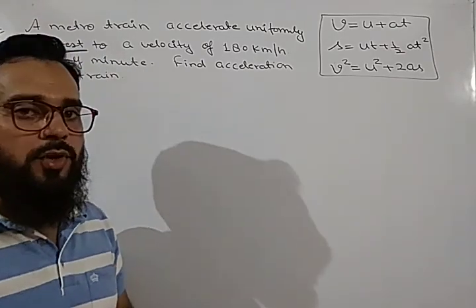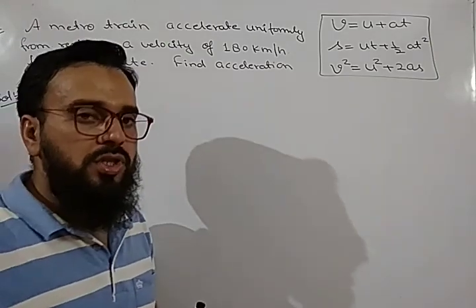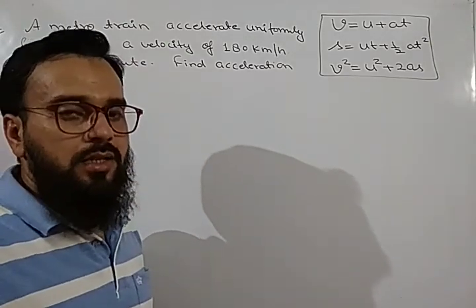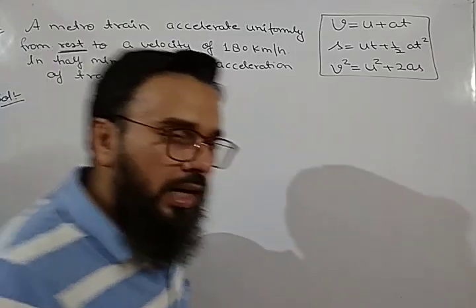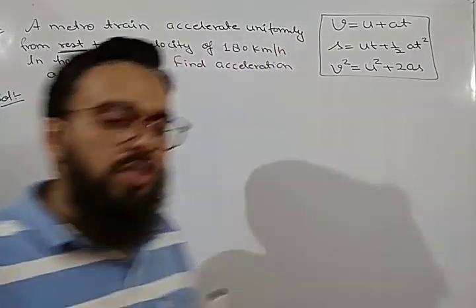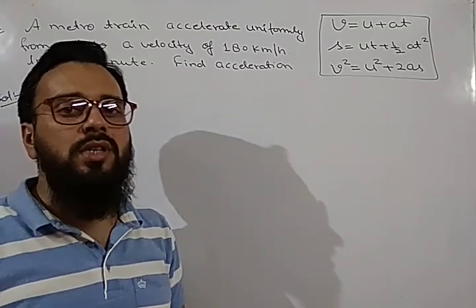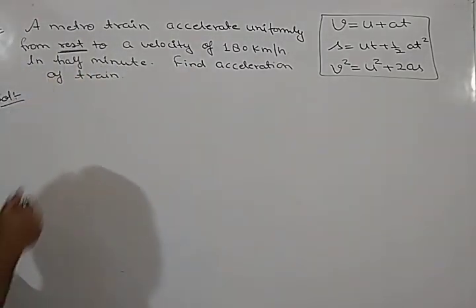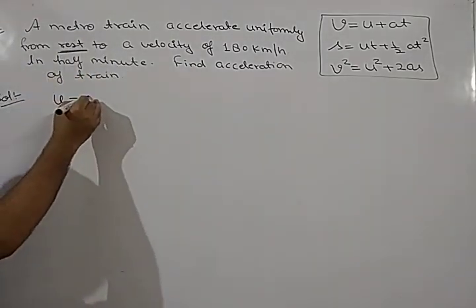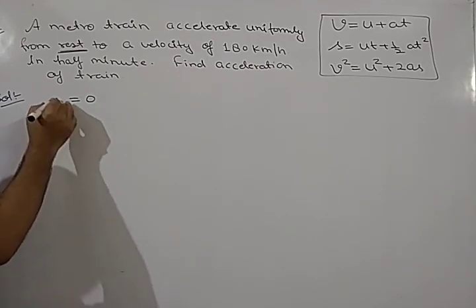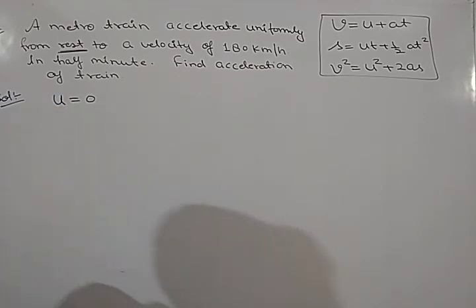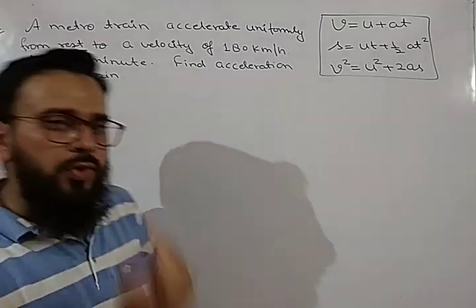Whenever anything starts from rest, what does it mean? Suppose you start running from rest, it means you are standing, then you start running. So when you start running from rest, it means initially your velocity was 0. So you can write here u is equal to 0. It will not be mentioned clearly in the question. You have to find it out from the question.